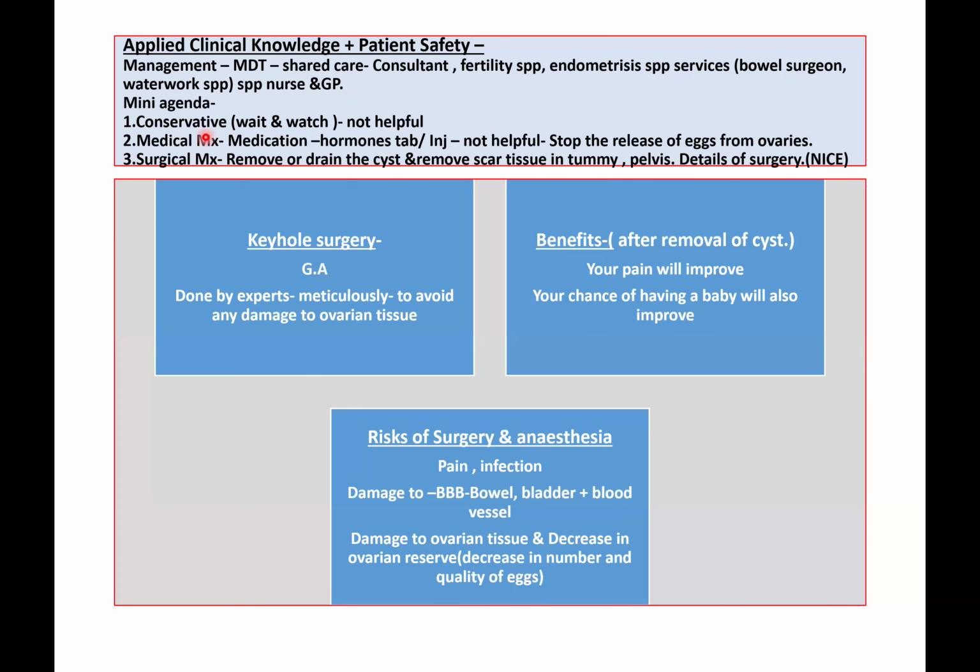All right, so we have conservative management, that is wait and watch policy, but this will not be helpful as your cyst is quite big and you're planning for a baby. There are some medications, hormonal tablets or injection. Again, they will not be helpful in your case because many of them are birth control methods. They will stop the release of eggs from the ovaries. So we have the surgical method, like removing or draining the cyst and removing the scar tissue in the tummy and pelvis. Is it okay if I discuss with you about the details of the surgery?